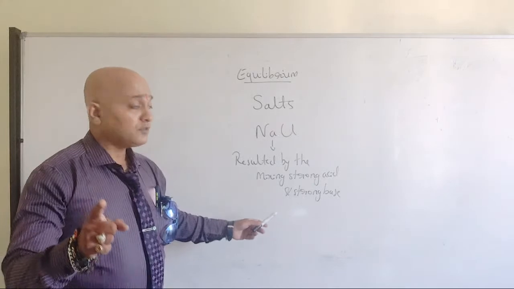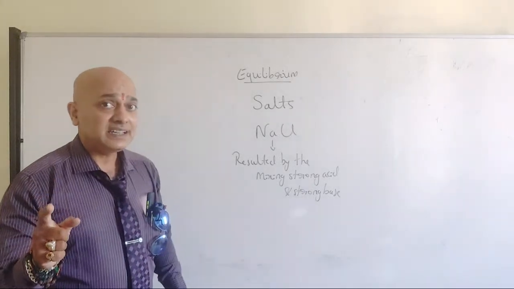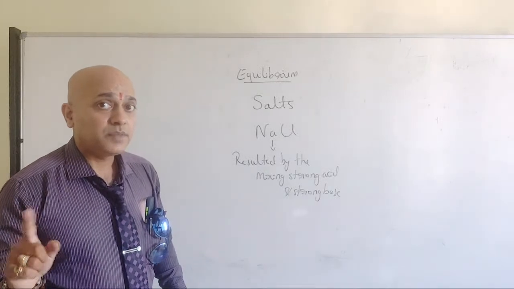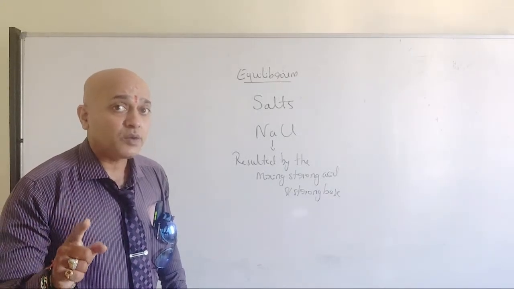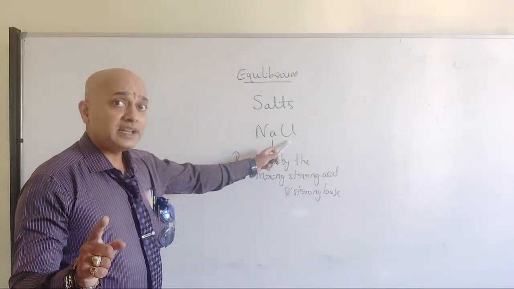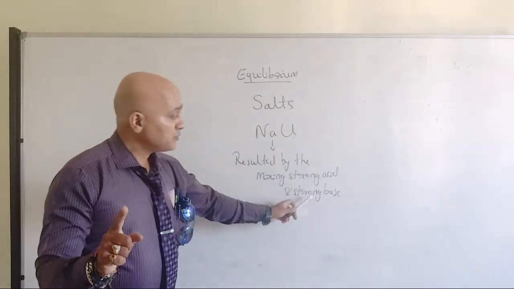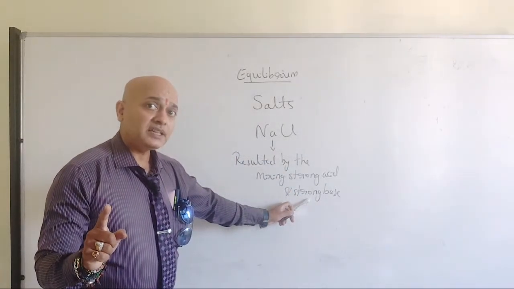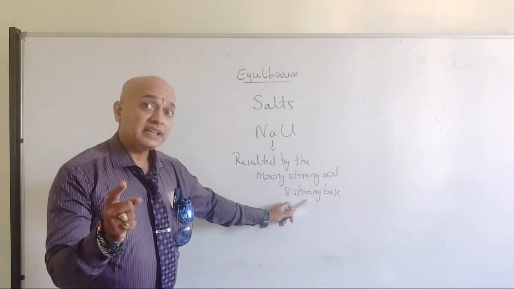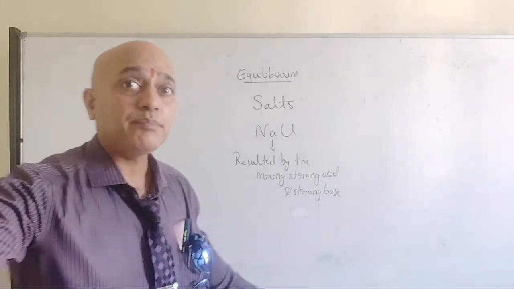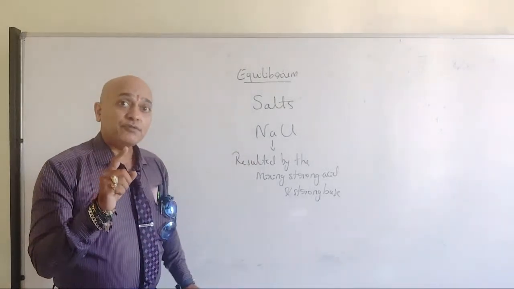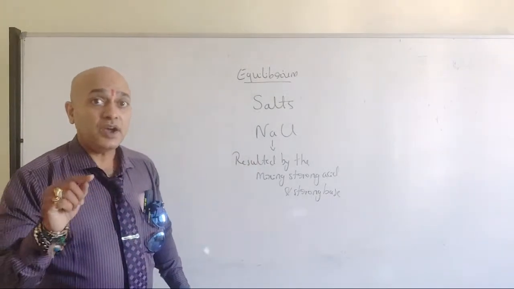However, all of you know why HCl is a strong acid. Why HCl is a strong acid? Because its conjugate base, chloride, is a weak base. So why is sodium hydroxide a strong base? That is because its conjugate acid, that is Na plus, is a weak acid.